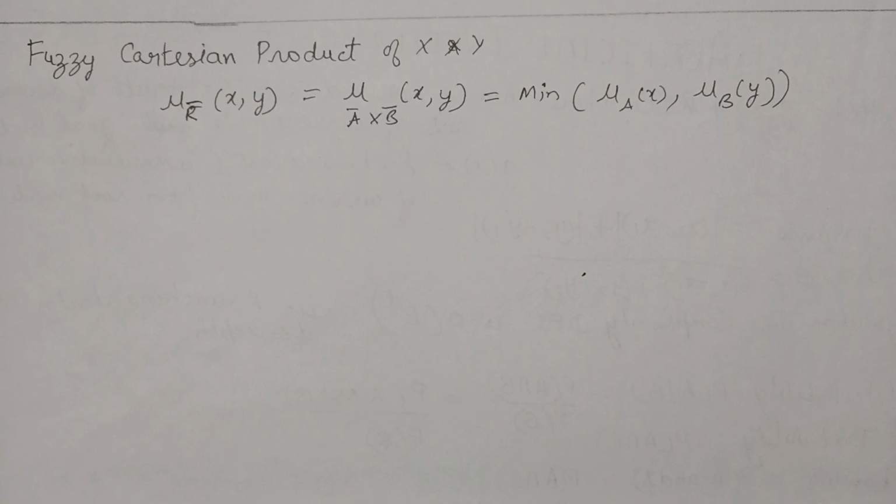Fuzzy Cartesian product of x cross y: mu R of x comma y is mu of A bar times B bar, that is, fuzzy sets A and B of x and y, equal to the minimum of mu A of x, that is the membership function of A, and mu B of y.